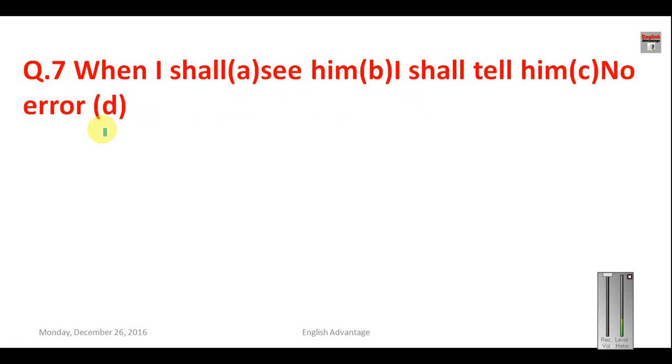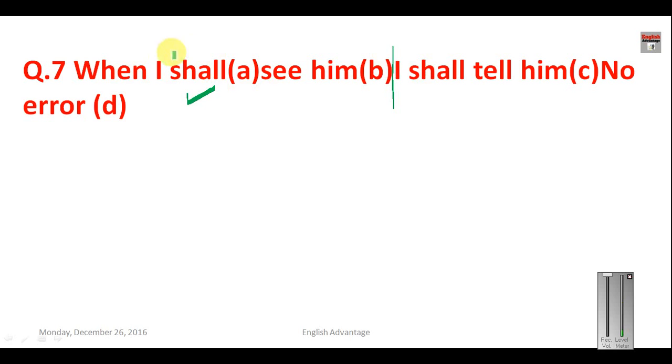Okay, now question number 7 says, when I shall see him, I shall tell him. Okay, now these kind of questions are also very common in SSC exam. We are talking about the two future activities. Okay, when we talk about the two future activity, one of the activity has to be written in simple present tense. So, okay, so this is the main part. Okay, because it doesn't have any connector, and this is the subordinate part because it has this connector when. So subordinate part is written in present simple tense.